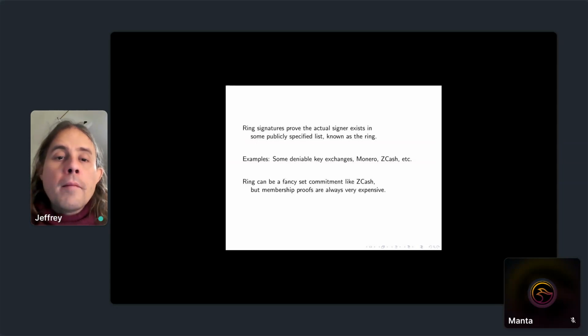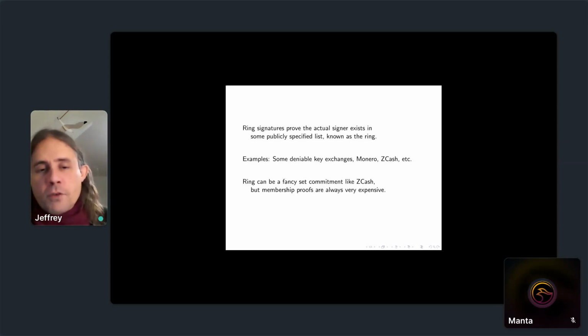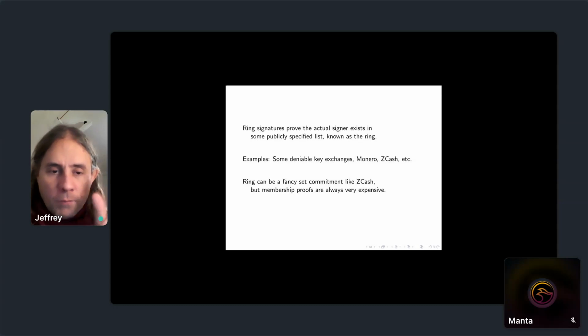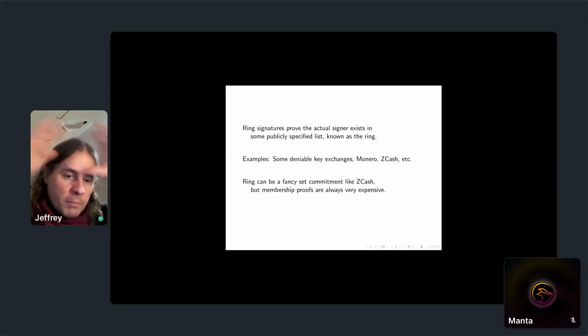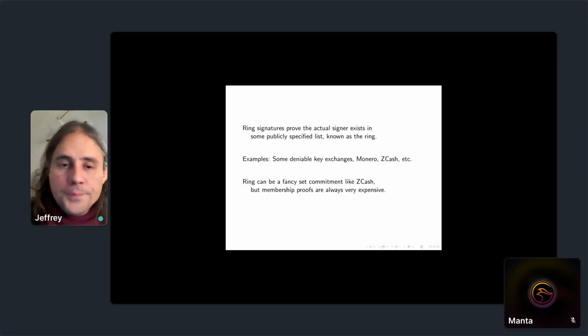One of the things to keep in mind is that the oldest ring signatures just listed the set in the signature, and that's of course not efficient. But you can have fancier ways of talking about the set that shows up in the ring signature, and that's what Zcash does. Anyway, a ring signature is just a signature where you prove that you have some big commitment to a lot of public keys, and you prove that it's one of those.